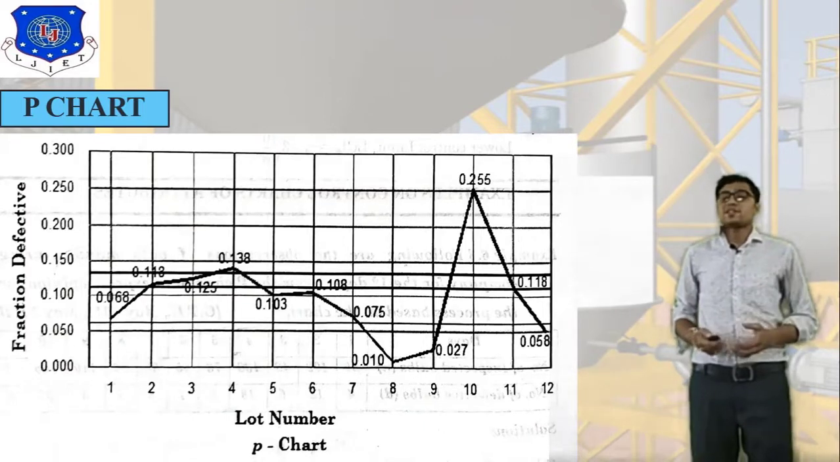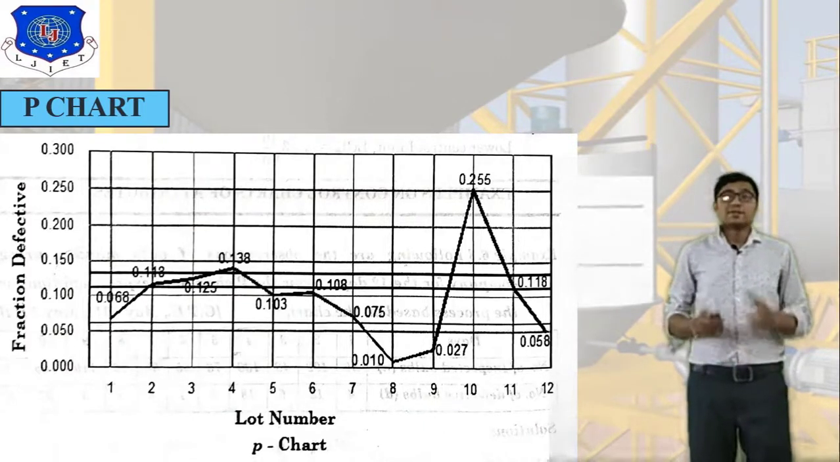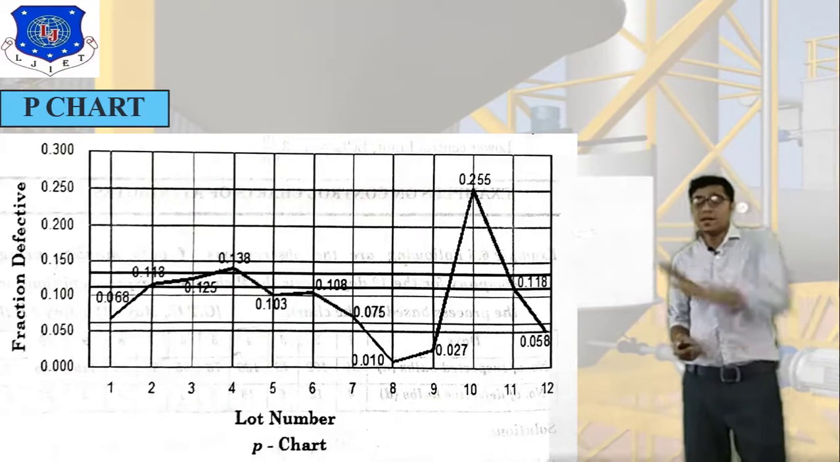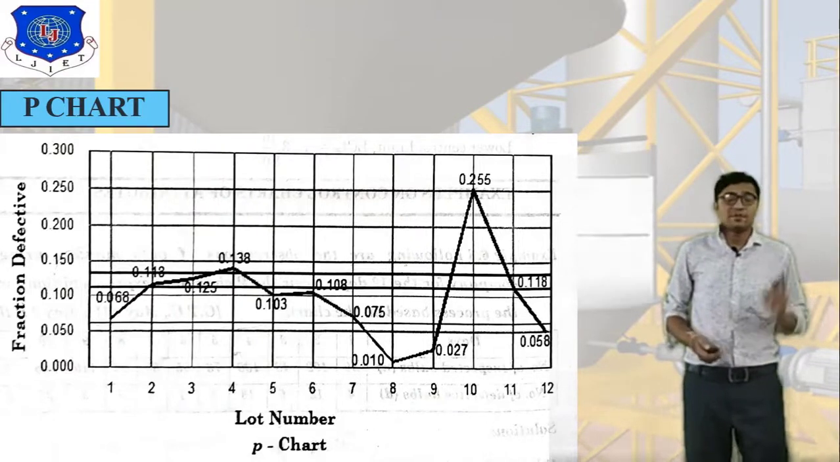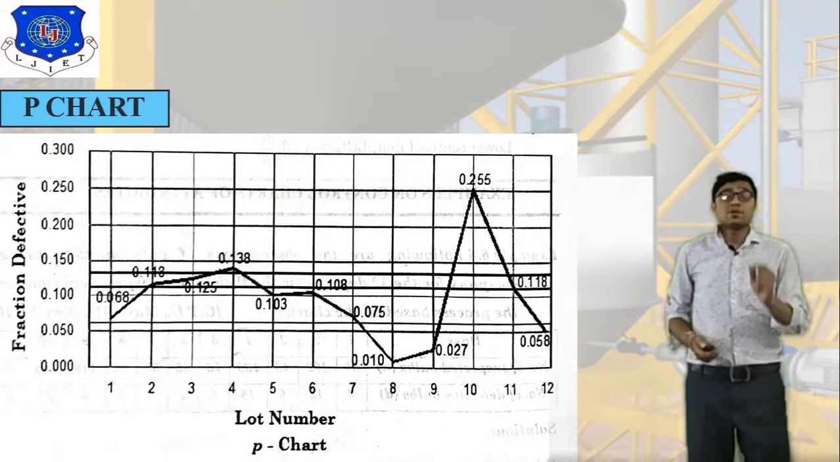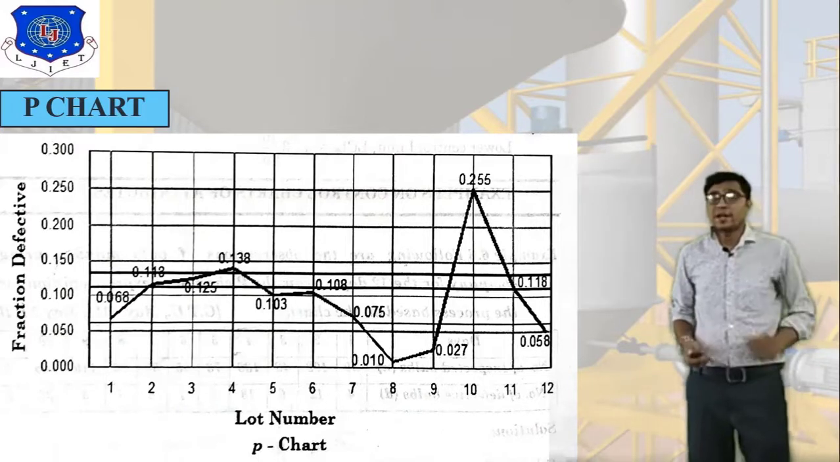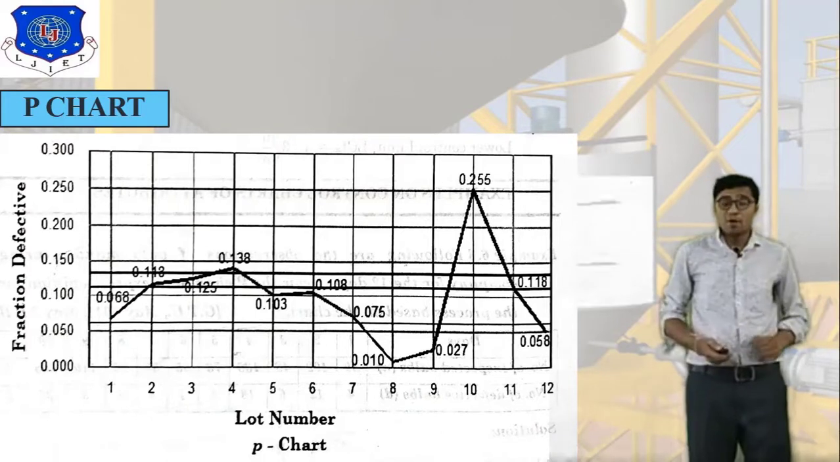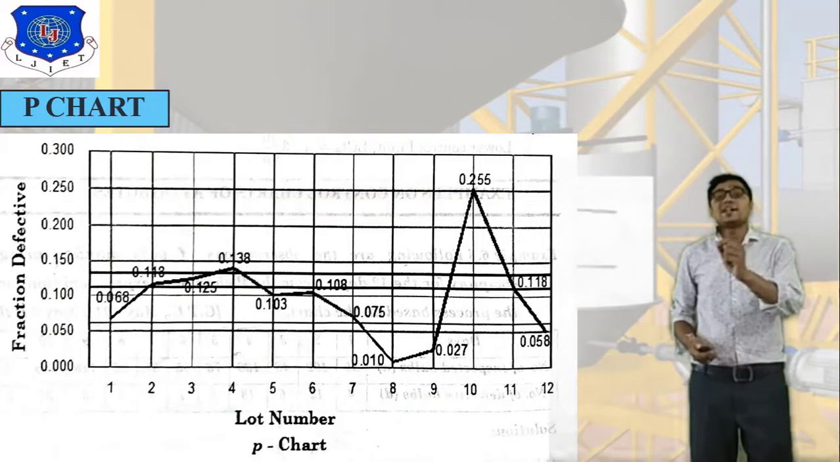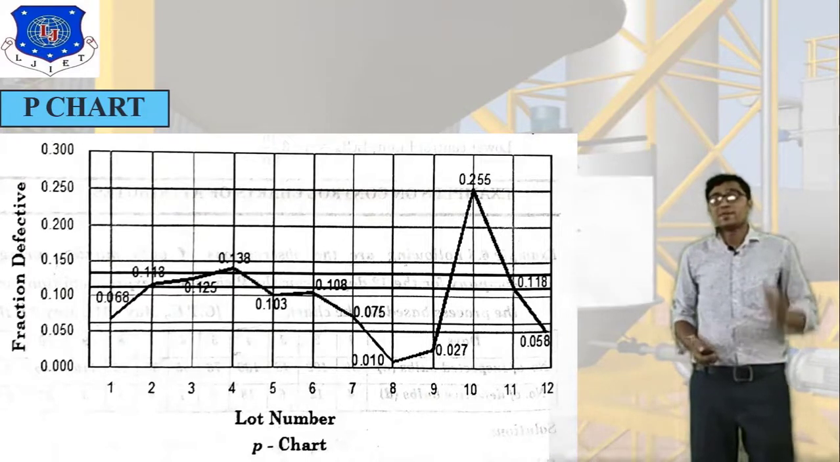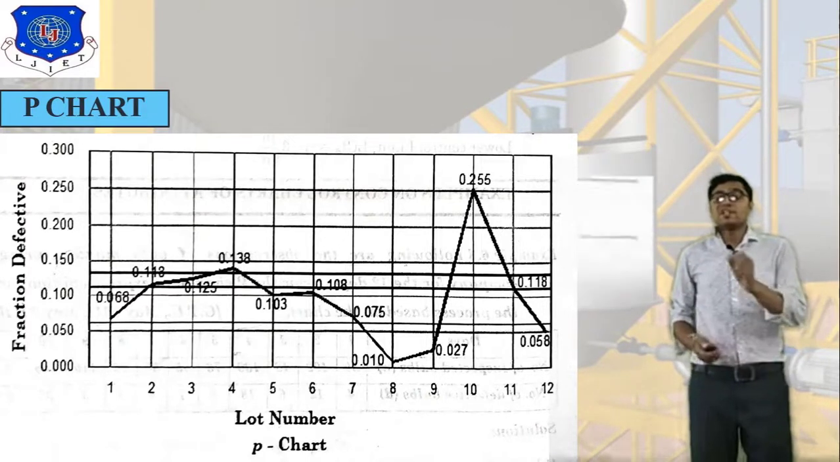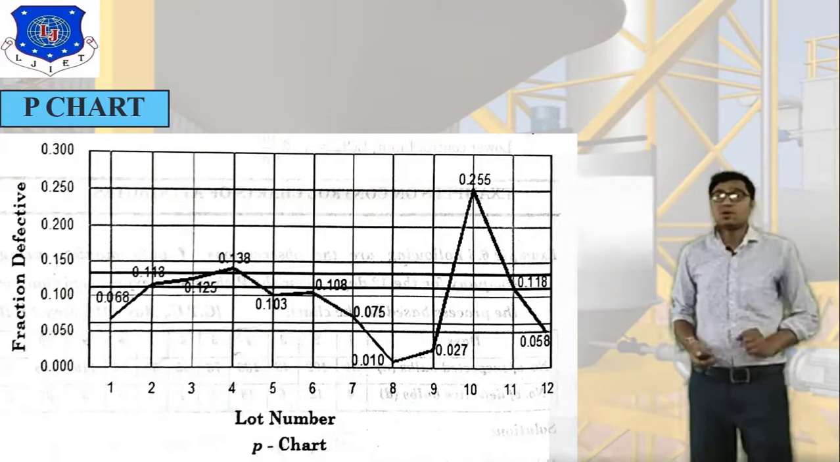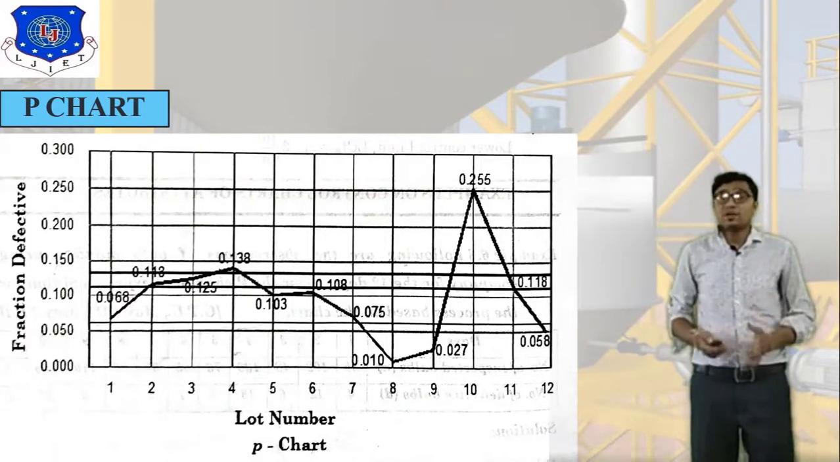Here on the x axis I have attached the number of days. There are 12 days, 1, 2, 3 up to 12, and on the y axis there is fraction defective. On day number 1 you have already found 0.068, so plot 0.068. Day 2 is 0.118, so plot 0.118. On day number 3 there is 0.125, so plot 0.125. On day number 4 plot 0.138. Same as on day number 12, plot 0.058.